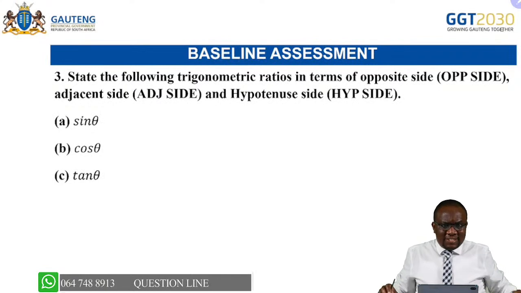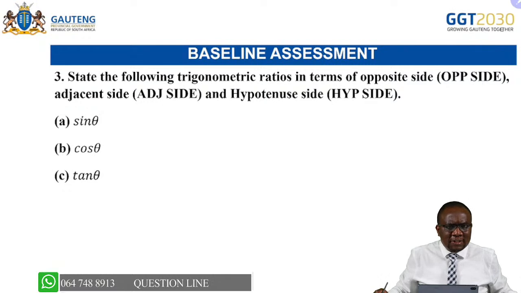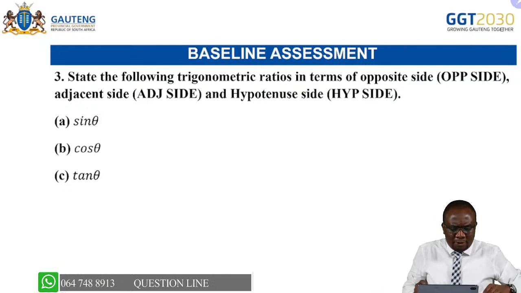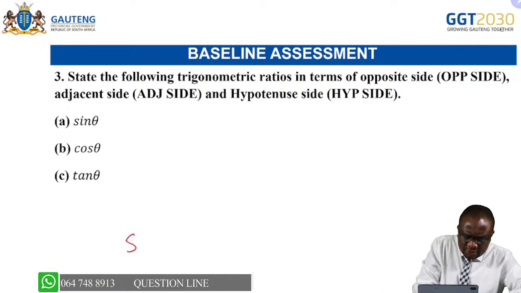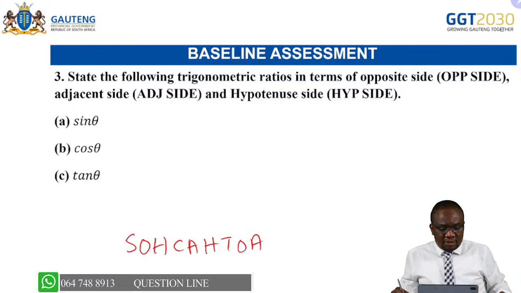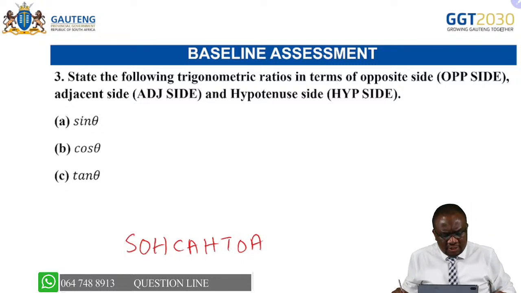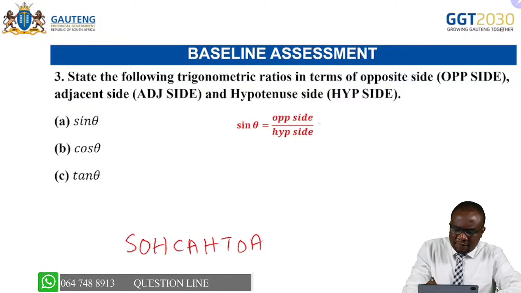Well done, class. I really hope you got everything correct there. We've been doing this for a long time now. Do you remember your SOH CAH TOA? Sine theta is opposite side over hypotenuse side. Cos theta is adjacent side over hypotenuse side, and tan theta is opposite side over adjacent side.